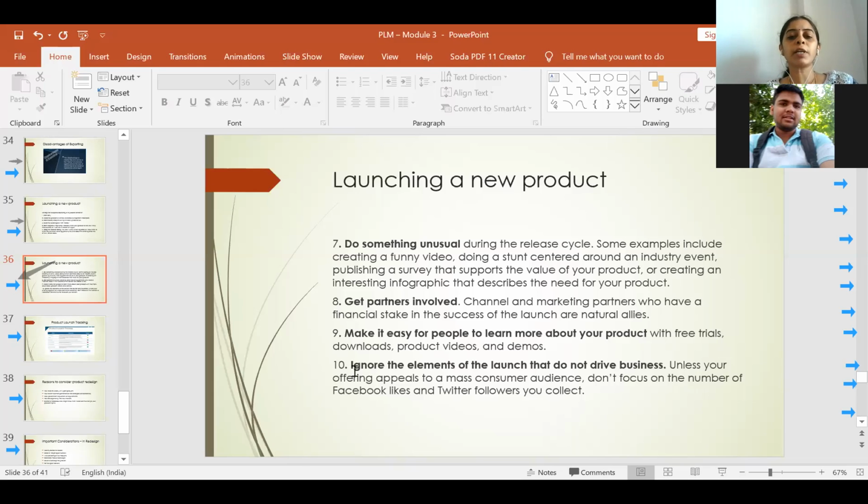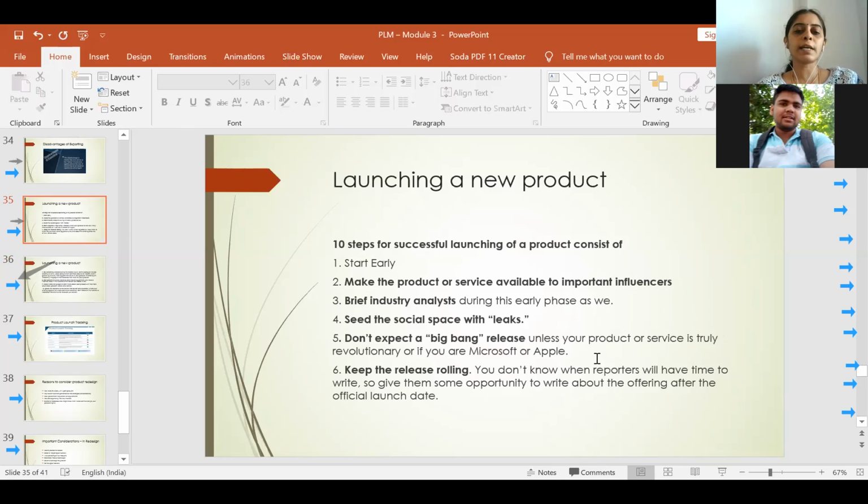And last is you have to ignore the elements of the launch that do not drive the business. So launching elements are many. So you have to ignore some elements which do not provide an effective drive to the business, and focus only on the elements which provide an effective drive for the business. So if you follow all these 10 steps, then a product could be launched successfully into a market. So these are the 10 steps you have to follow for a successful launching of a new product.